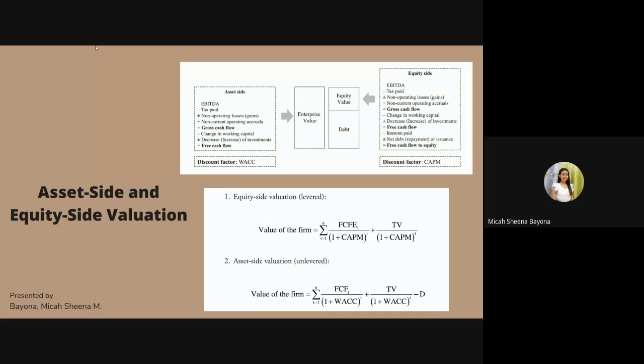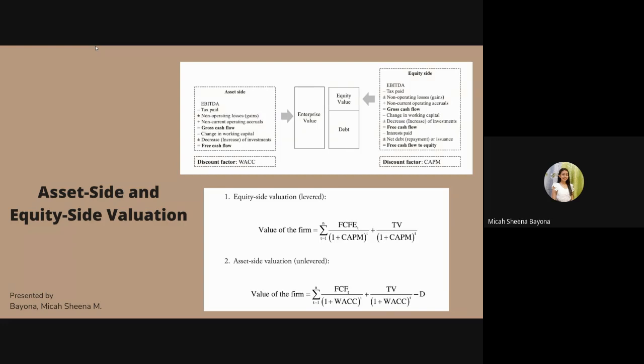So, the asset side and equity side of valuation. Since we are discussing the income approach, we must know how to compute the value of the firm. But before that, the free cash flow on the asset side and the free cash flow to equity on the equity side must be computed first, since they are part of the formula for computing the value of the firm. As you can see, on the left side is the formula for computing free cash flow, and on the right side is the free cash flow to equity.